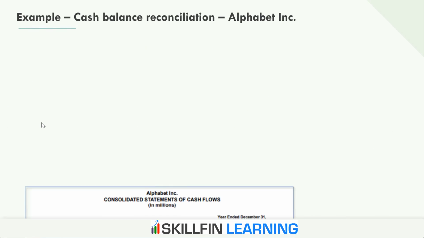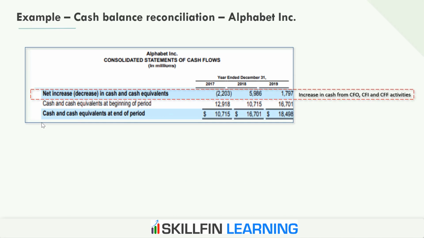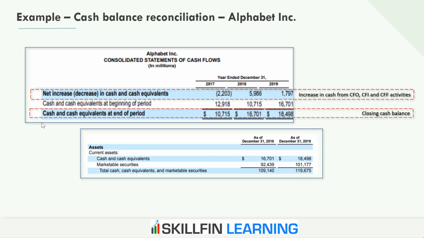Now, looking at the cash reconciliation, we have a net cash increase of $1.8 billion. This is the sum of the cash flow from operating activities, cash flow from investing activities, and cash flow from financing activities. When we add this to the opening cash balance, we get the closing cash balance for Google, which is 18.5 billion. Looking at the balance sheet, we have the reported cash of 18.5 billion, which reconciles with the cash reported in the cash flow statement.